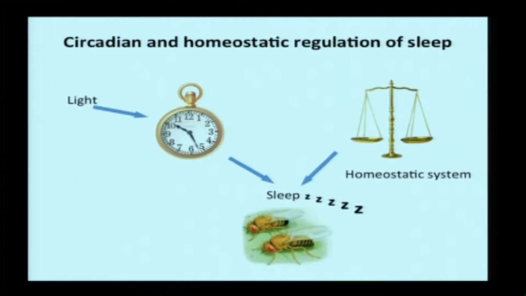Now, we use the fruit fly, Drosophila melanogaster, to understand the control of sleep by both these processes. And what I'm going to do today is quickly summarize, in a general sense, what we know about the circadian regulation of sleep, and then spend more time telling you about our efforts to use the fly to understand homeostatic regulation.